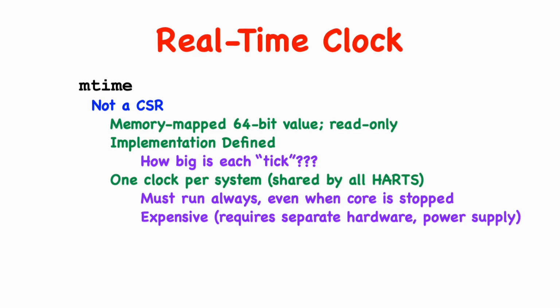mtime is specified as a memory-mapped device rather than as a control and status register internal to a core, because the core might have a clock speed that changes, or it might go to sleep altogether. But the real-time clock must continue to run. Also, the clock might require a separate battery and other hardware outside the core.